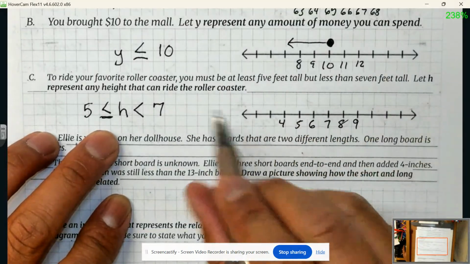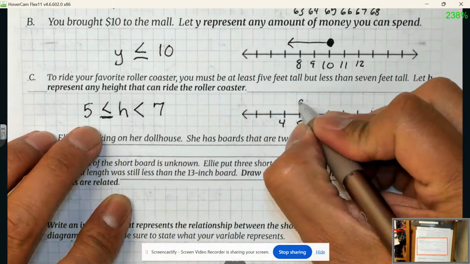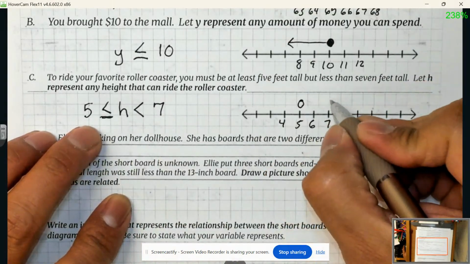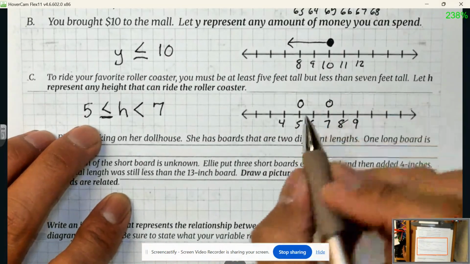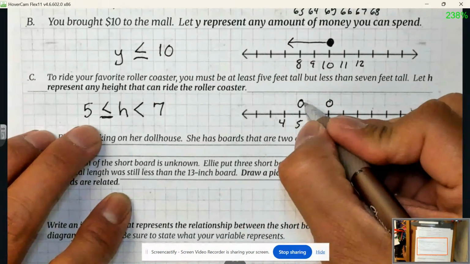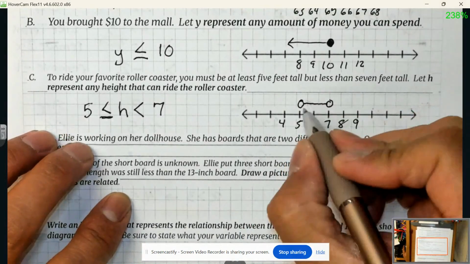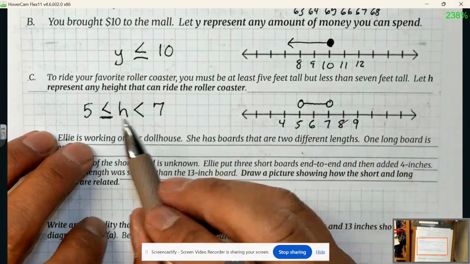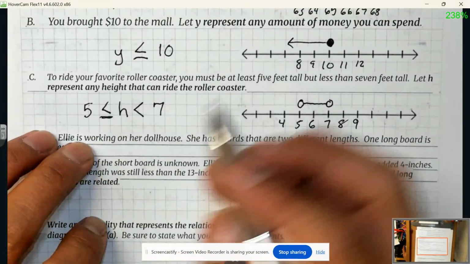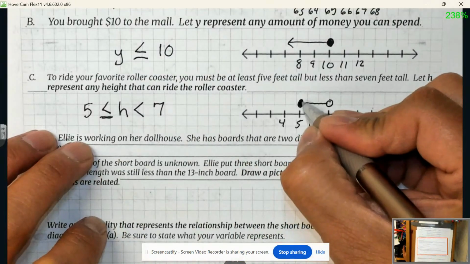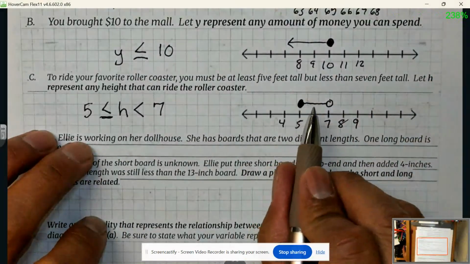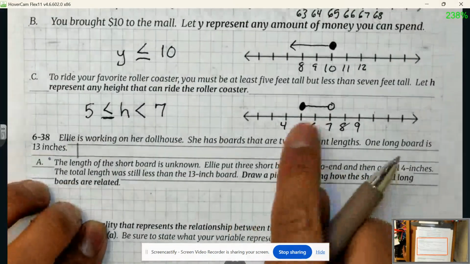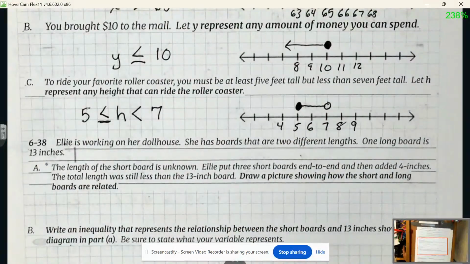Okay, so our first boundary point is 5. And our second boundary point is 7. And our solutions are all of those in between, but which of these two is included in our solutions? It's 5, because 5 can be a height. So you can be 5 and you can be everything below 7. This is the graph for that one.